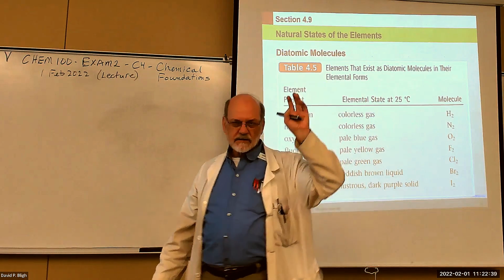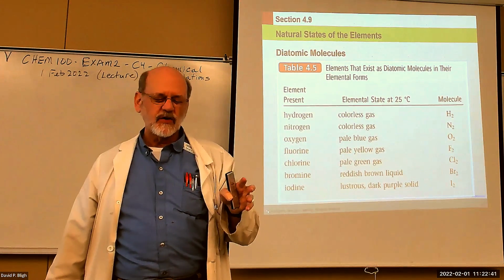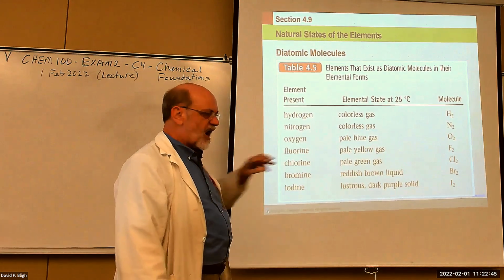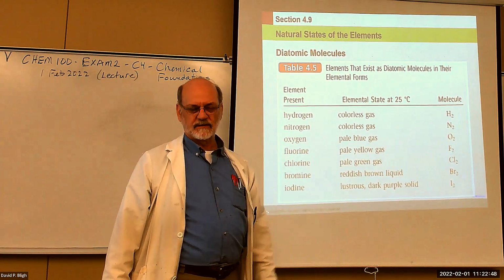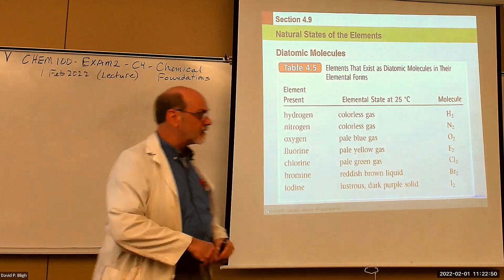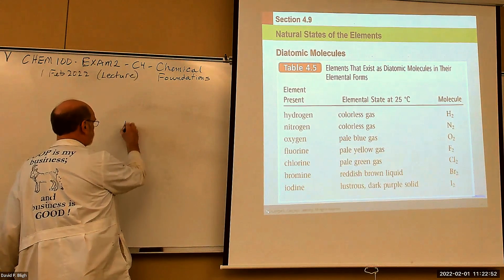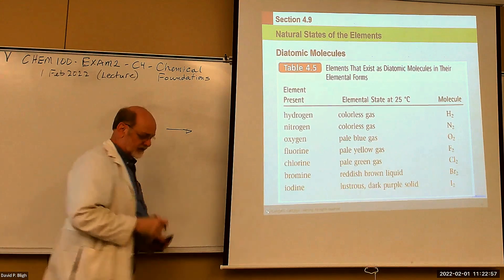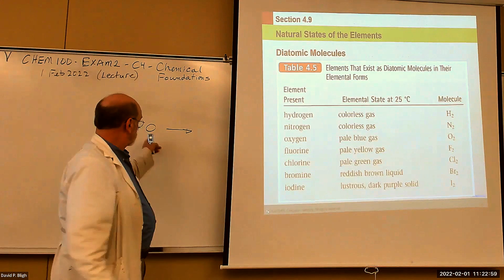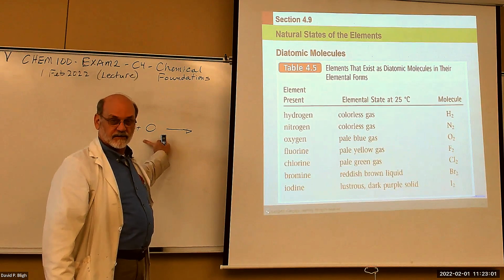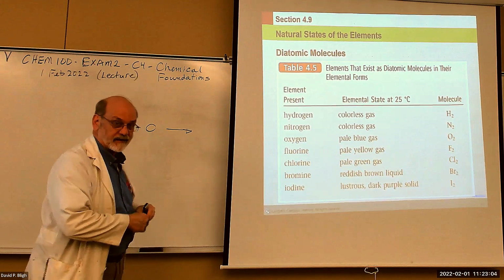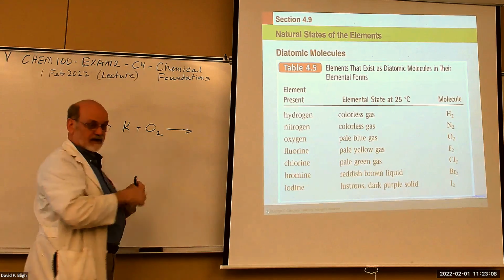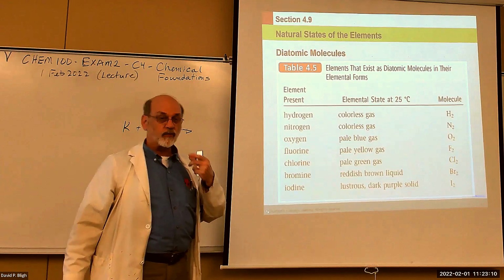Because if you're given a word problem and you have to write a reaction, and it says oxygen reacts with potassium, you could write K as a reactant and oxygen as a reactant, whatever it produces. And this is wrong because oxygen is diatomic. It will react like this. And you need to know that because the word problem doesn't tell you.